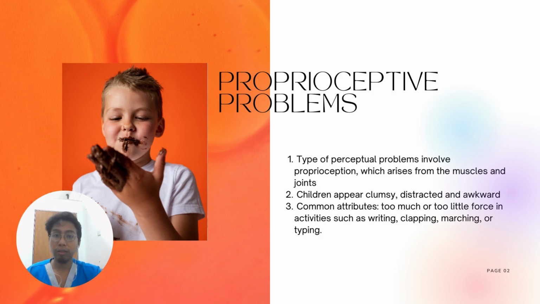Next is the proprioceptive problem, or we call it a pressure problem. It's a type of perceptual problem involving proprioception, which arises from the muscles and joints. For example, a student can kick the ball, but with too much force. We ask him to kick gently, but he kicks what is normal for him, while to us it's too powerful, to the point that when the ball hits the goal, it's too loud, bang. This is an example of a proprioceptive problem because they cannot control their muscles. They don't know how to estimate how much muscle power is enough to just move the leg and kick the ball.